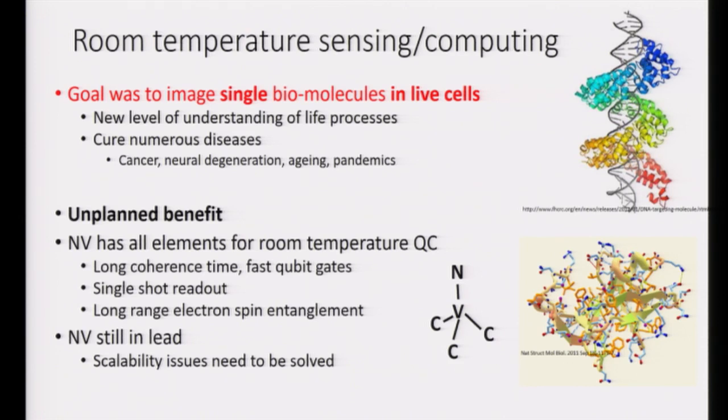And it turned out that things worked in a very unplanned way. At room temperature, the coherence time was really good. We could get single shot readout, long range electron spin entanglement, and basically it's still in the lead. And that wasn't something we really expected. So sometimes you get a bit lucky. Anyway, the idea of room temperature and imaging really small things led me into super resolution.